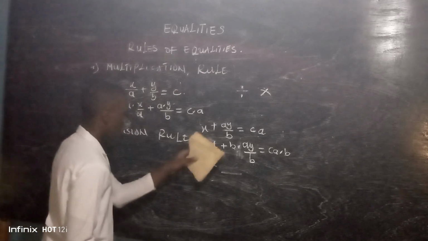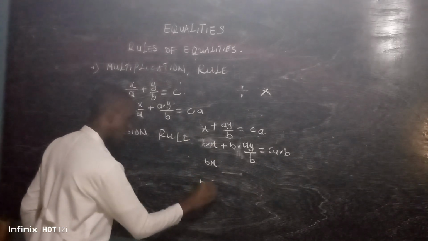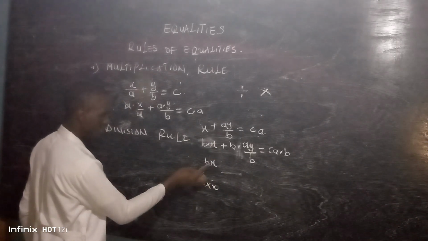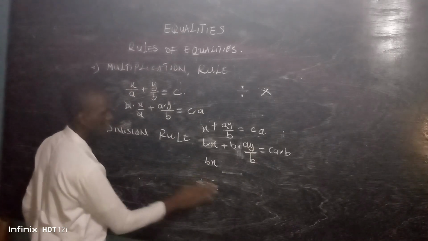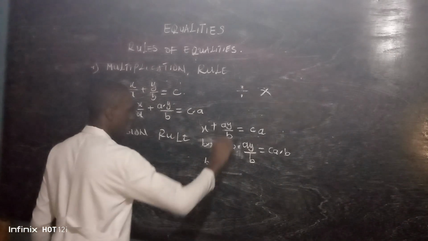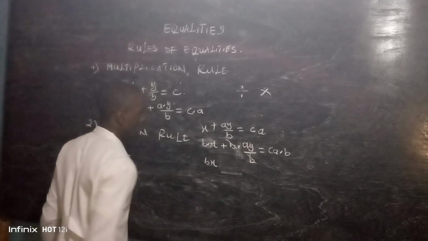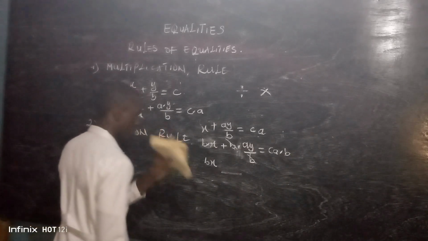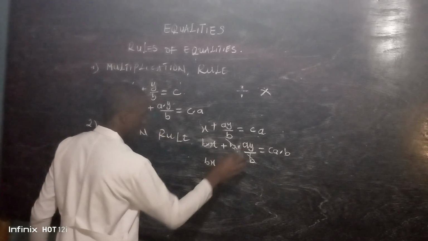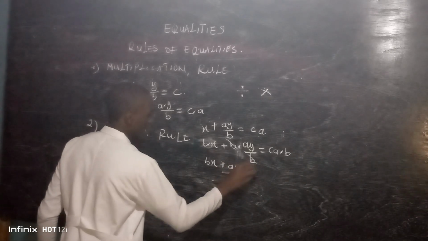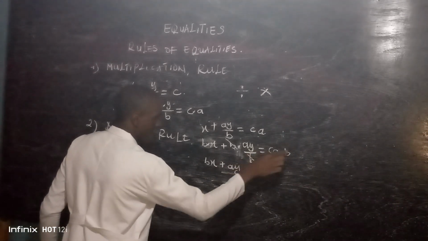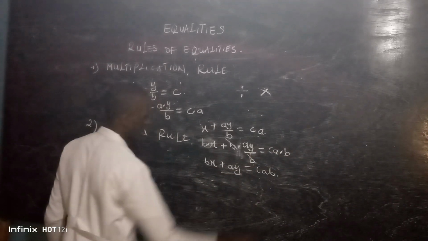That's what it means. Rather than writing b times x, you write it jointed like that. That's what it means in algebra when you see it like that. Now b divided by b is 1, sorry. You are just left with ay equals ca times b, which is just cab.